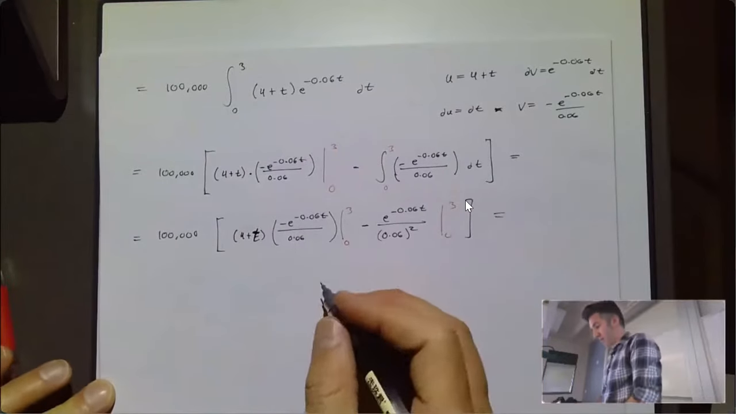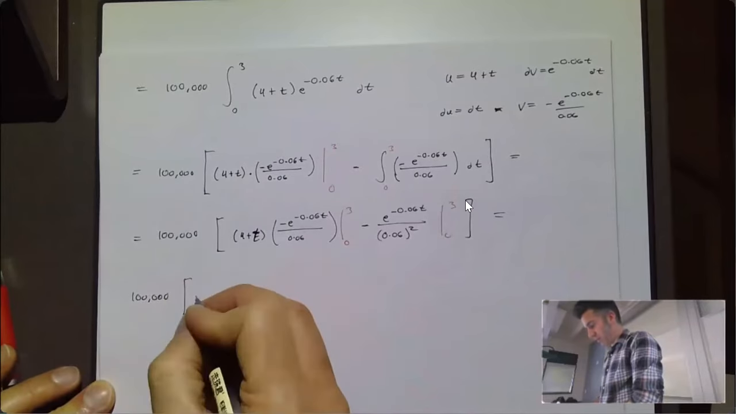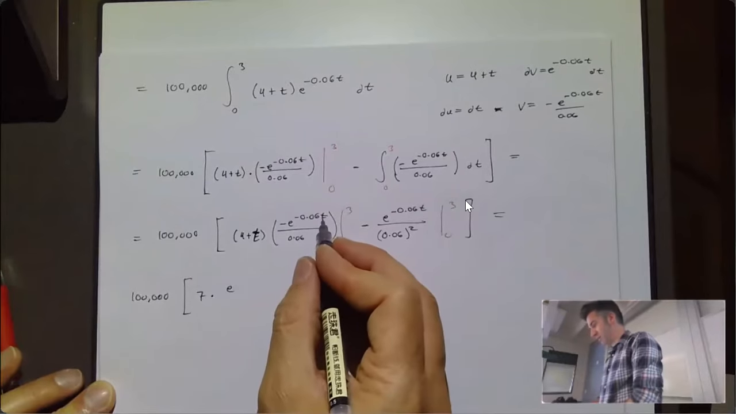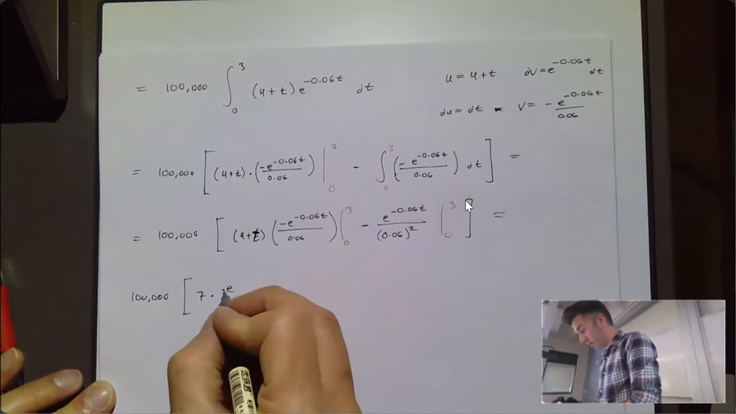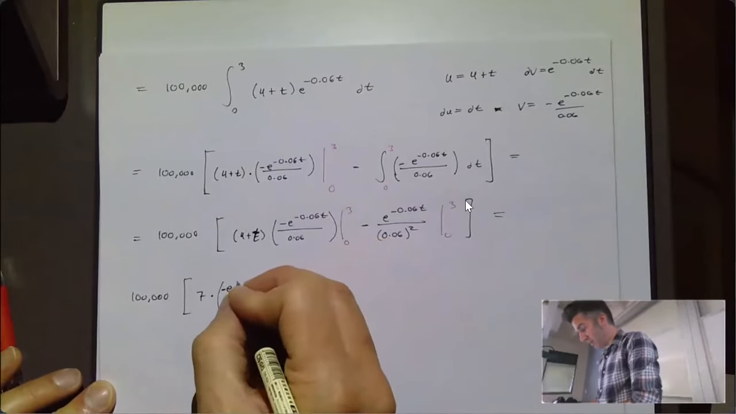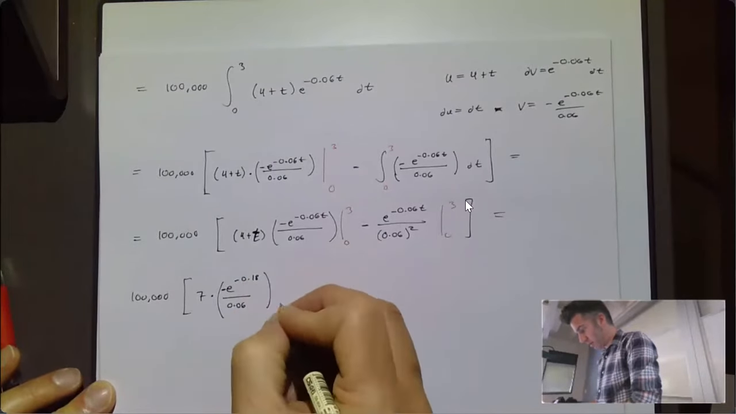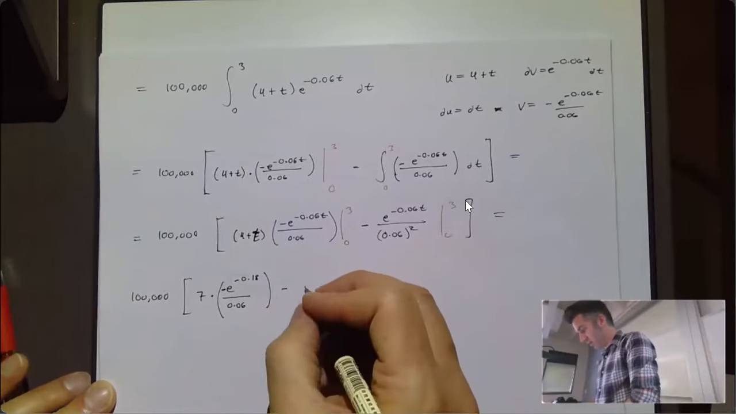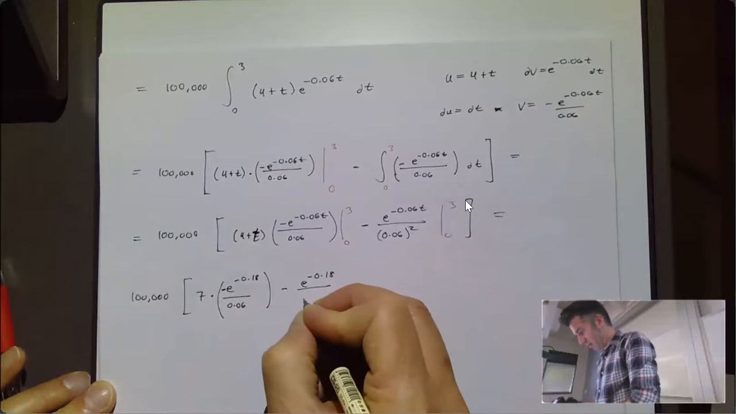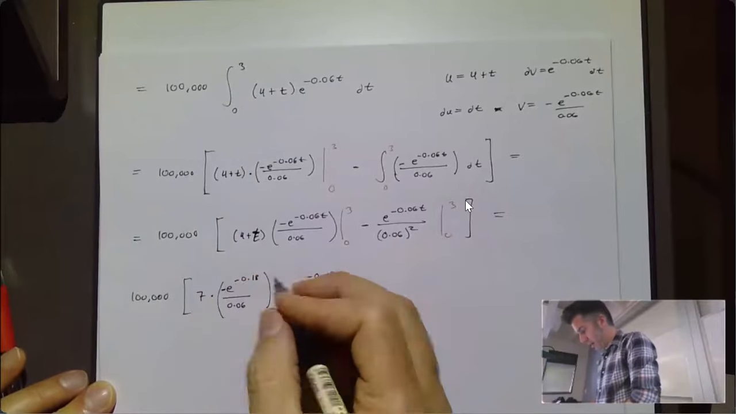So plugging in the 3, we're going to get 100,000 times 4 plus 3, which is 7, times e to the negative 0.06 times 3 is, oh, sorry, it's a negative, apologies. 0.06 times 3 is 0.18, so it's going to be e to the negative 0.18 divided by 0.06. Minus, when I plug in 3 here, I'm also going to get e to the negative 0.18 divided by 0.06 squared.